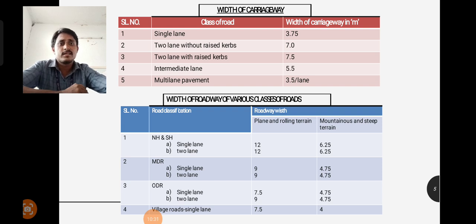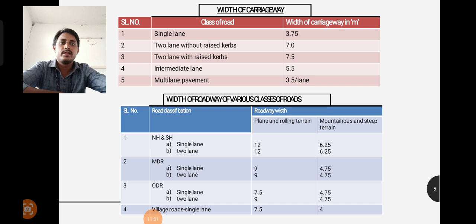For national highway and state highway, values are given for single lane and two lane, and for major district roads also single lane and two lane, and other district roads also single lane and two lanes. Here the columns are plain and rolling terrain, and mountainous and steep terrain. Plain and rolling means plain areas with no zigzag, which means no up and down areas. For plain areas we should provide these values.